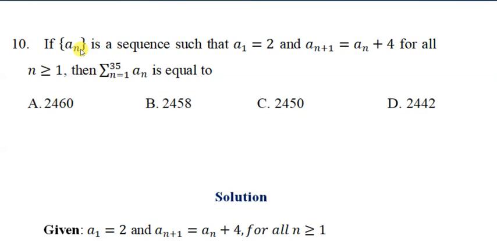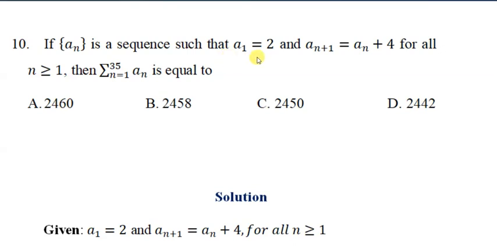Question number 10 says here: if (an) in brackets is a sequence such that a1 is equal to 2 and a(n+1) is equal to an plus 4 for all n greater than or equal to 1, then the summation of an, with n running from 1 up to 35, is equal to what? That is what the question says.